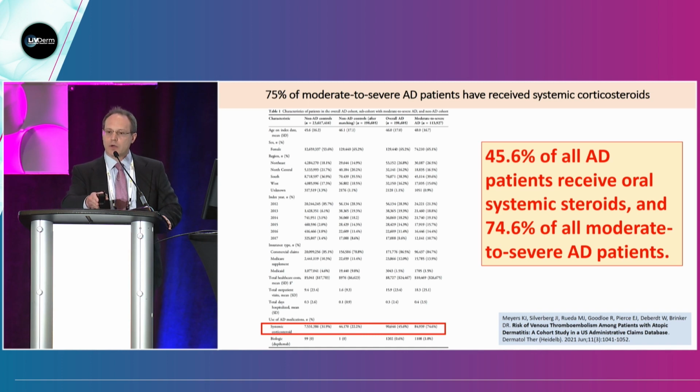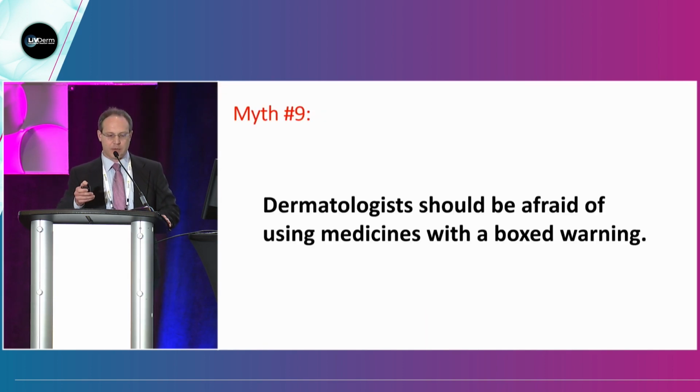So systemic or oral prednisone does not have a boxed warning. It has some of the worst adverse events, yet dermatologists and non-dermatologists, 75% of all moderate to severe AD patients are getting them or have had them. It makes us want to rethink the order in which we use medicines in atopic dermatitis.